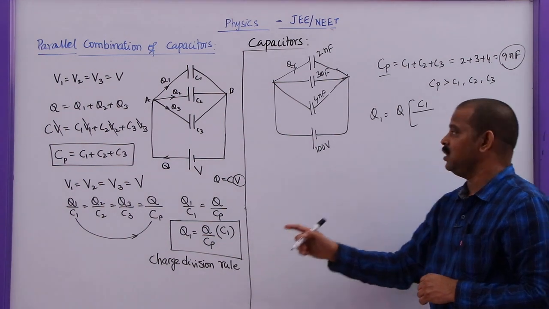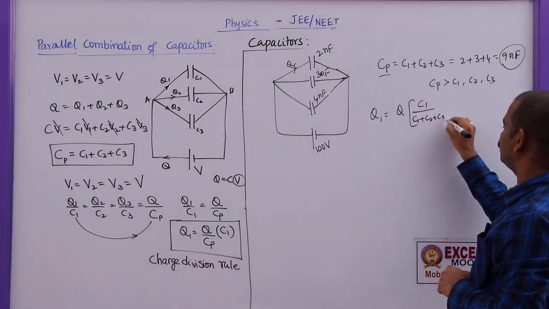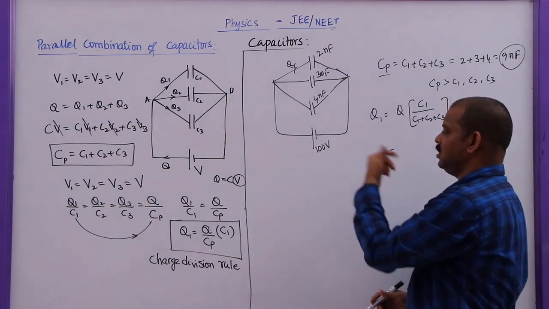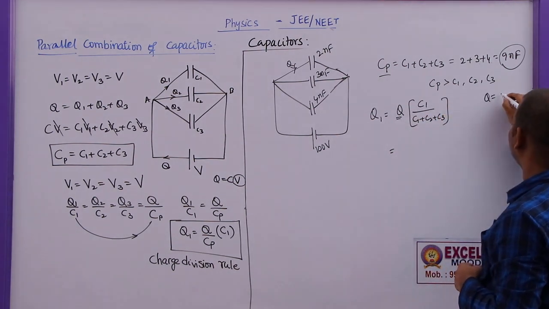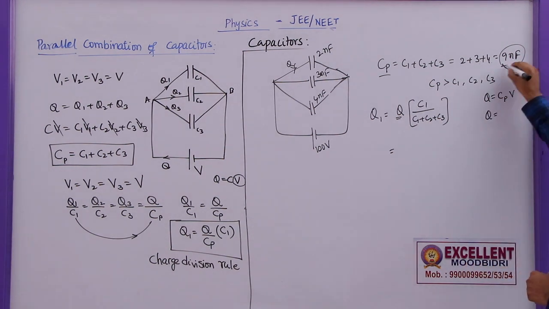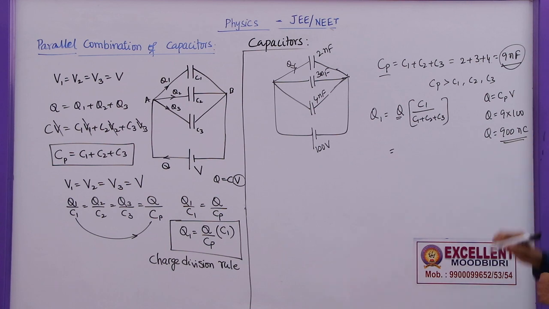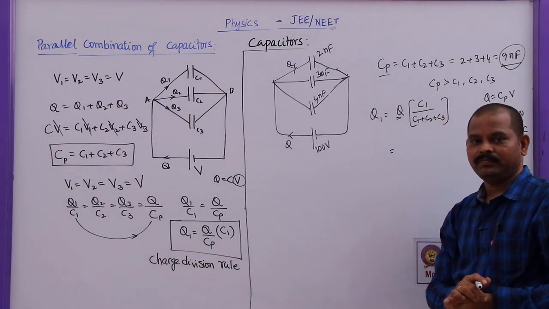Why? Because this is Cp, which is equal to C1 plus C2 plus C3. But how to find this Q, the total charge? It is not given here. The total charge is obtained from Q is equal to Cv, that is Cp into V. The total charge is equal to, the Cp is 9 microfarad, voltage is 100. So, charge Q is equal to 900 nanocoulombs. This is the main charge that is coming from the cell or battery.